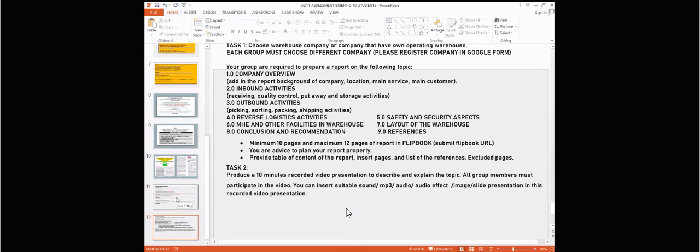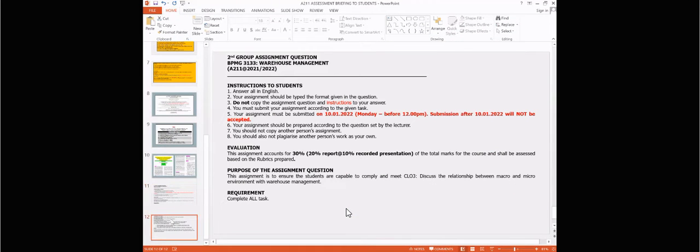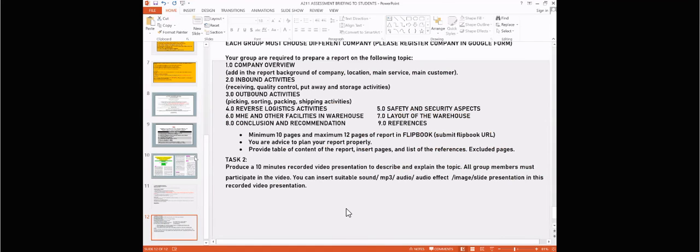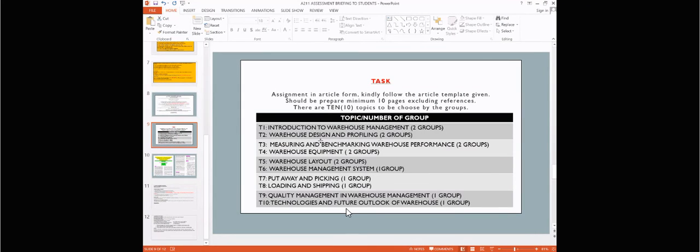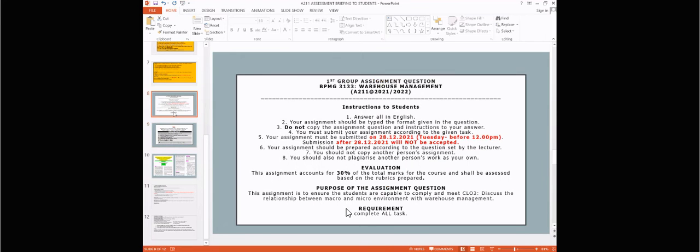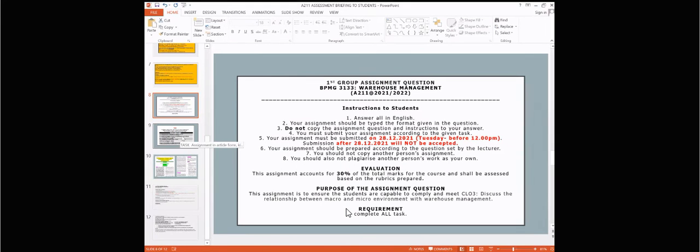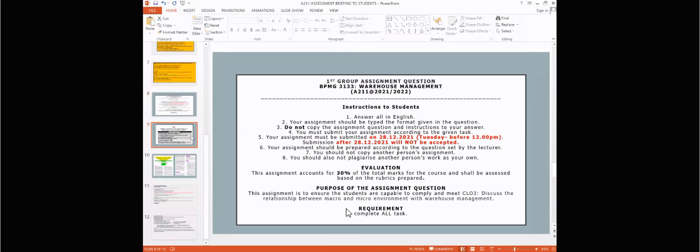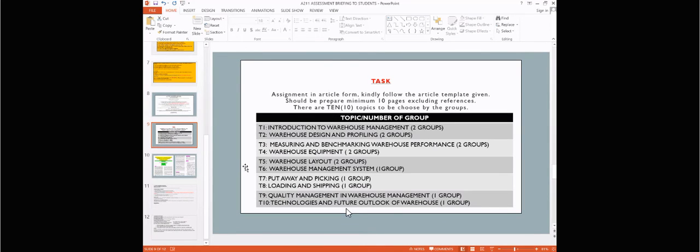You should discuss with your team members. The assignment given here is group assignment one. You need to choose the topic and write it in article form. This is another challenge.